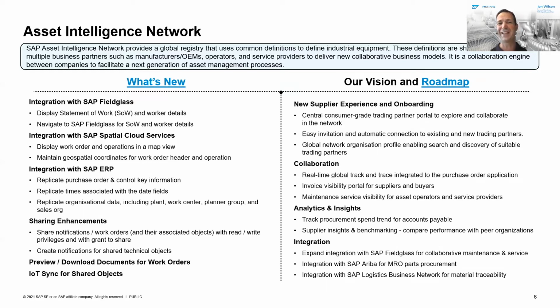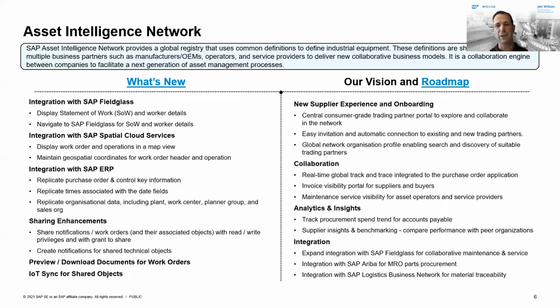You can see where we're heading here: we're creating more and more capability around core work orders and around notifications, in terms of how you can share that information, grant privileges to others and let them update, and then use that information to drive follow-on processes, ultimately in Ariba or in Fieldglass or in the logistics business network. So, a number of foundational elements in terms of integration have been released in the Asset Intelligence Network.